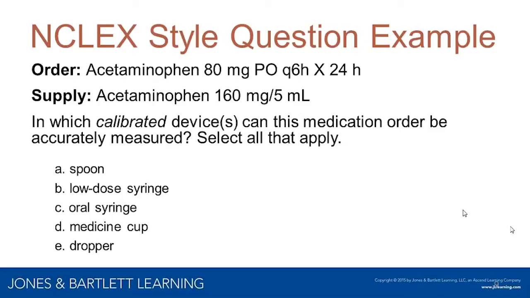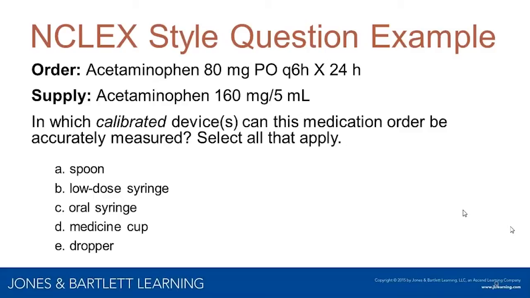Here's an NCLEX style question. So you can see by looking at this question that the student not only has to perform a dosage calculation to answer the question, but must be able to determine which devices are calibrated appropriately to deliver the ordered quantity. So the ordered quantity is going to be 2.5 milliliters or 1/2 teaspoon.